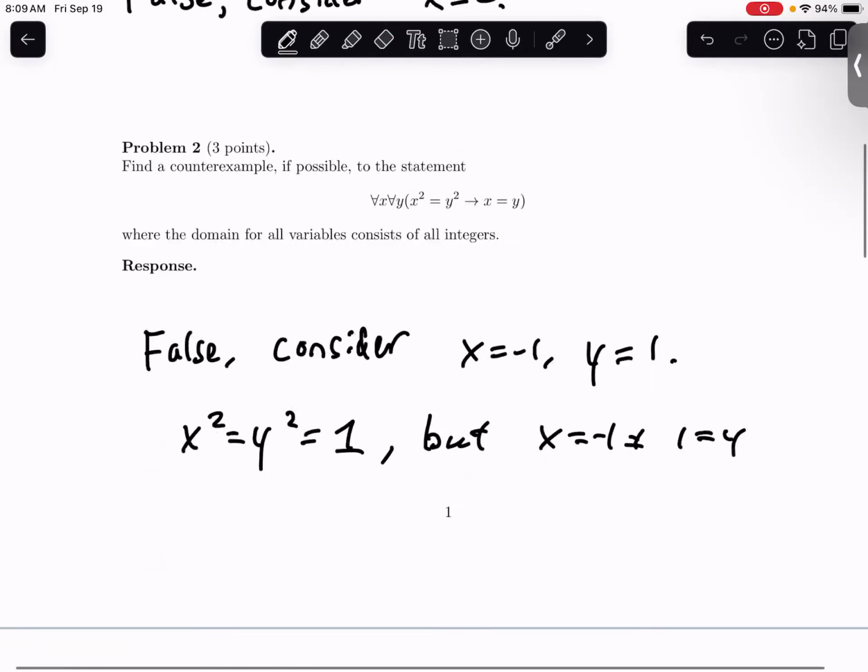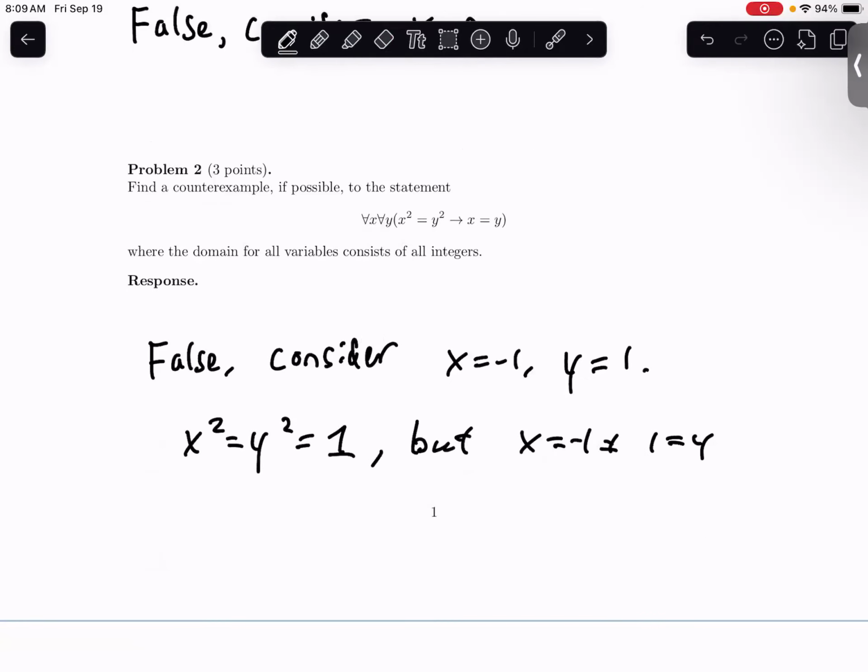So a lot of people mess this one up. But you just need to find one counterexample. I mean, there's infinitely many. You can do -2 and 2, and so on and so forth.